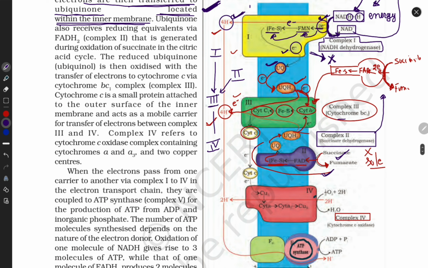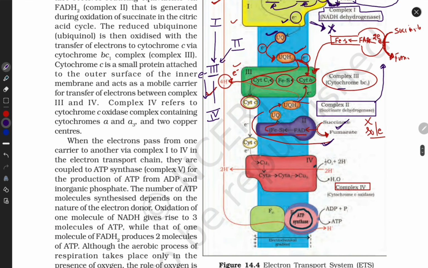Now complex third gets the electron and transfers it towards complex 4. Look at here. In complex 4, copper accepts the electron. It transports the electron towards cytochrome A. Cytochrome A transports its electron to cytochrome A3, and again cytochrome A3 passes its electron towards the copper. Okay, so now the first water molecule is formed. These electrons, with half a molecule of oxygen and some hydrogen ions, make one water molecule.